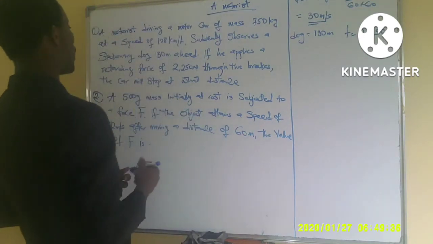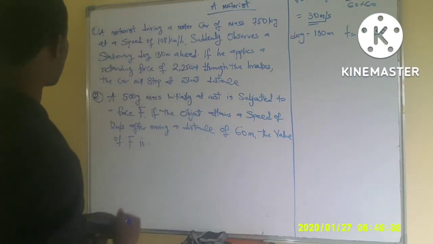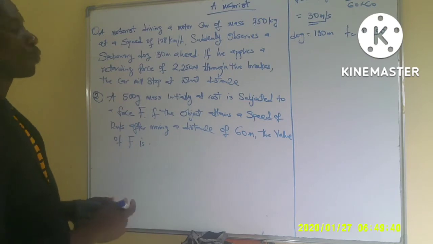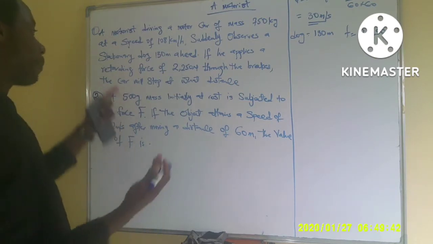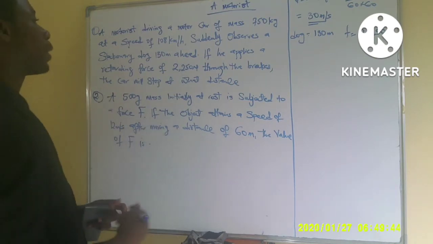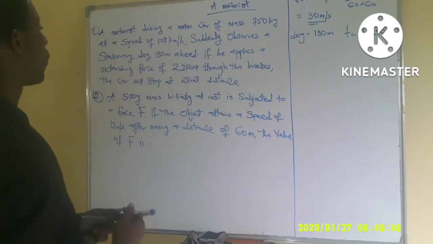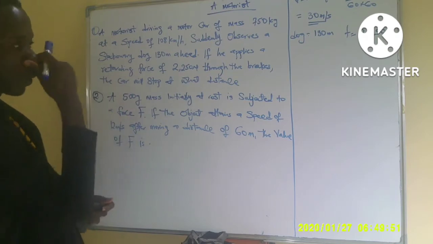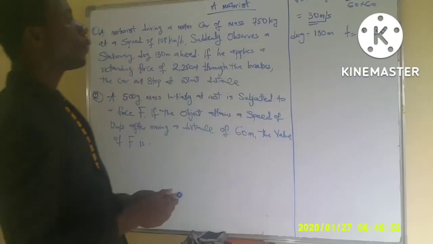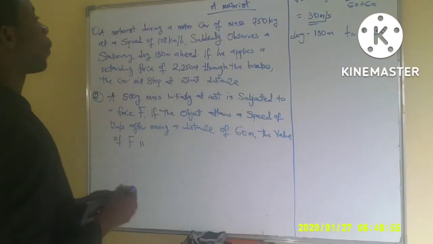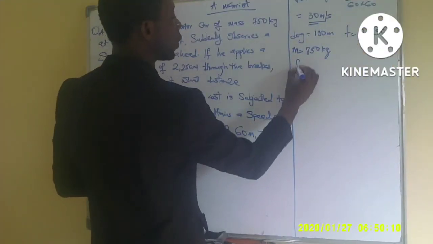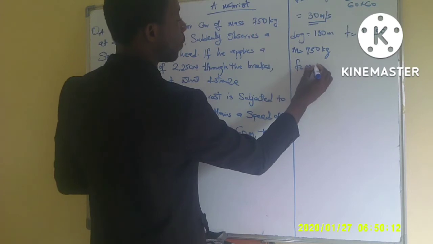Now, if he applies the retarding force through the brakes, the car will stop. At what distance will the car stop? To me, I'm seeing two questions here. At what distance will the car stop? And the second question is, will the car hit the dog? Now, let's consider it carefully. We relate this mass and force together to get our acceleration. F is equal to ma.